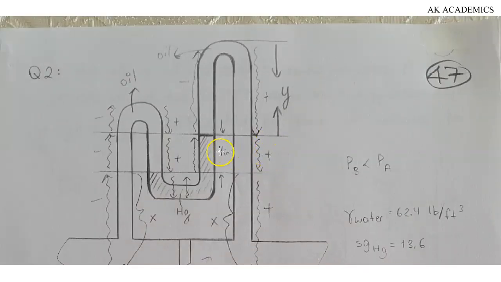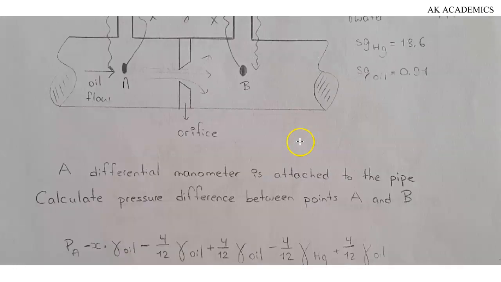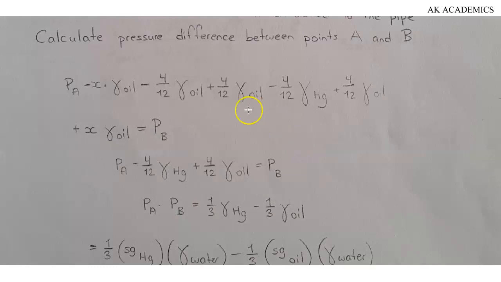At this particular point, this is mercury, this is oil. So oil is flowing down. It becomes plus 4 over 12 times specific weight of oil, and finally plus x specific weight of oil. Also, if I were you, I won't bother to write minus x specific weight of oil because I mentioned earlier that it will be the same and will cancel out, plus x specific weight of oil. These two will cancel out, as you can see. At the beginning and at the end, you don't have to write them.